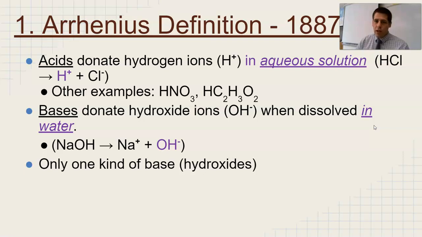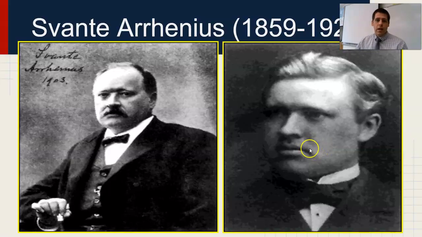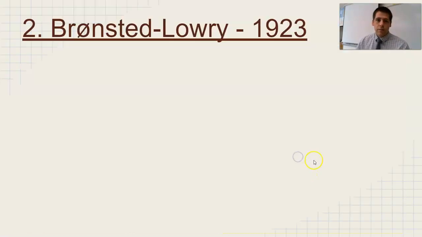We later realized that it probably should be more broad than that. There's other substances that act as bases. Ammonia is probably the most common one that acts like a base, but it's not a base according to Arrhenius because there's no OH produced. There's no OH in the formula. And here's Arrhenius in case you want to look at him for a little bit.